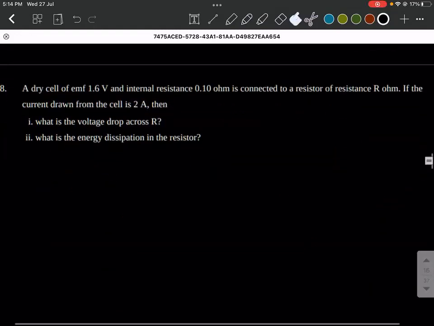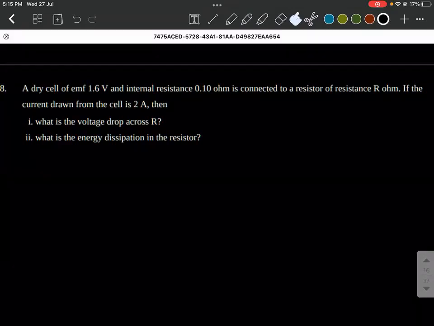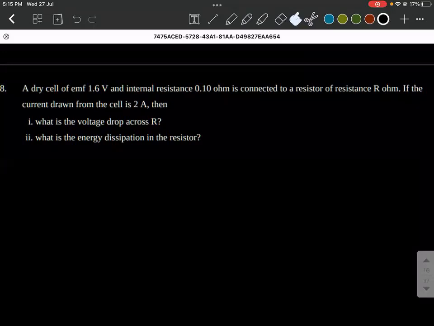Read this question and give me an idea of how to solve. There is a dry cell of EMF 1.6 volt and internal resistance of 0.1 ohm, which is connected to a resistor of resistance R. If the current drawn from the cell is 2 ampere, then what is the voltage drop across the resistance capital R, and what is the energy dissipation in the resistor? How do you find it? Yes, means you will treat the internal resistance also as an external resistor and then find the value. Can you do that and tell me?